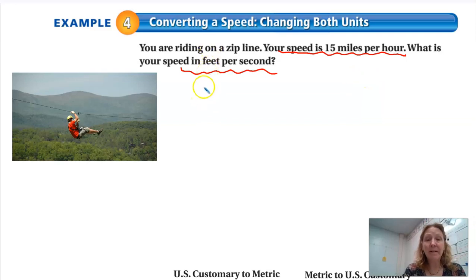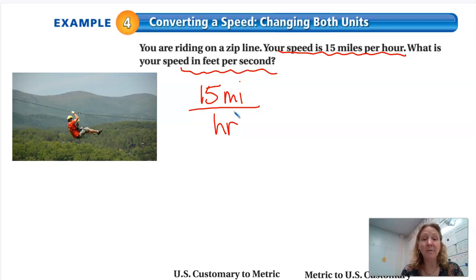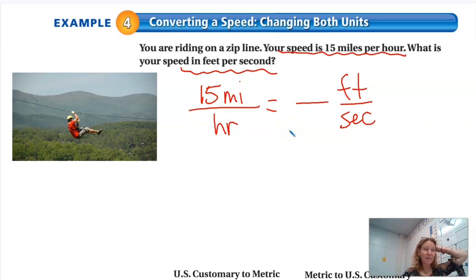This is my first piece of information. 15 miles per 1 hour, right? So there's my 15 over 1 hour. It's going to be equal to a certain number of feet per second. So you're seeing that the miles has to change to feet and the hours has to change to seconds.